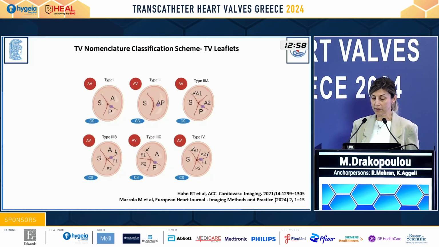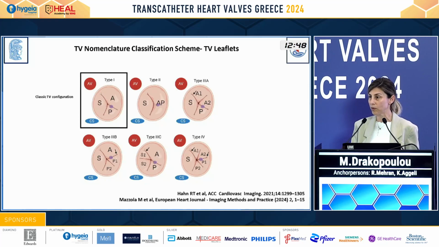So going to the annulus, we know that the annulus has a 3D configuration, but recently in 2021, we had a new classification of the tricuspid valve leaflets based on the variation. We know that the type 1 valve with 3 leaflets is the classic form, which is the normal valve. However, we have other types, such as type 2, where the anterior leaflets are fused, and we have 1 anteroposterior leaflet and 1 septal, type 3A with 2 anterior leaflets, type 3B with 2 posterior leaflets, and other types.